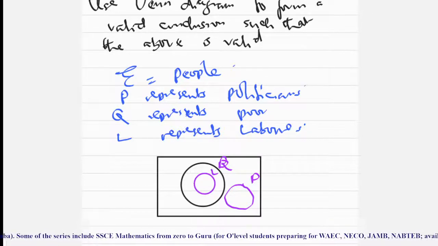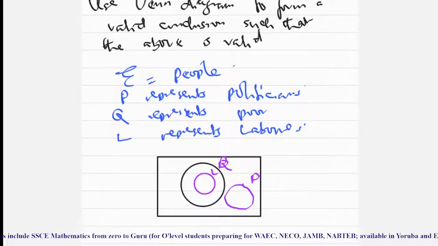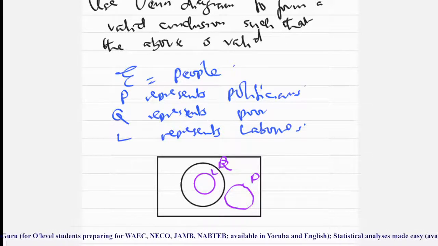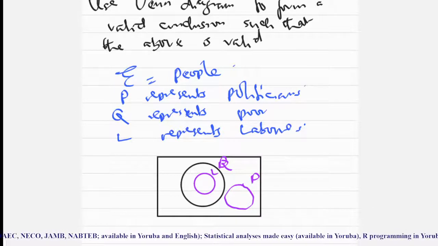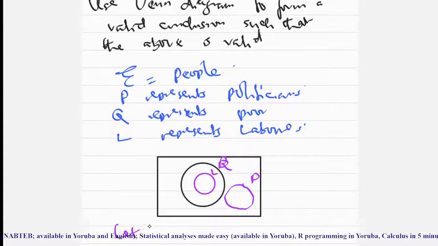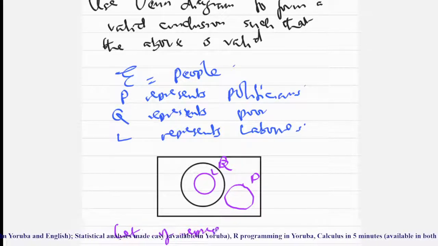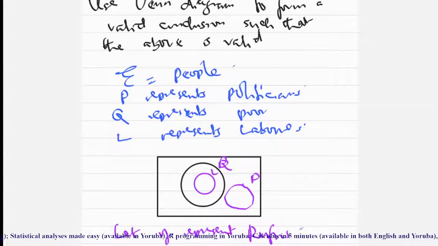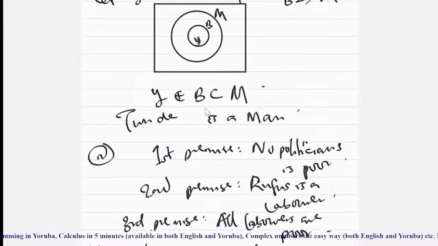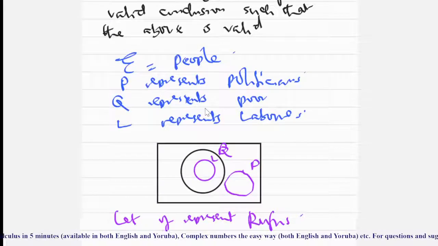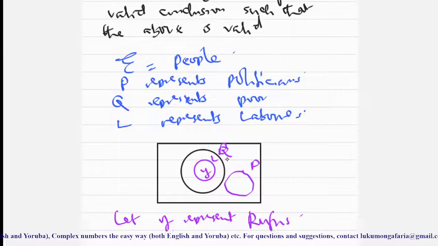So maybe we want to prove, for example, now we have Rufus, to be a laborer there. Let Y represent Rufus. Let me ask you, where are you going to place Rufus here? If Rufus represents Y, and don't forget from these premises, it means Rufus is a laborer. And where is our laborer? It means Rufus is going to be here. Maybe I call this place Y. I hope you understand now.